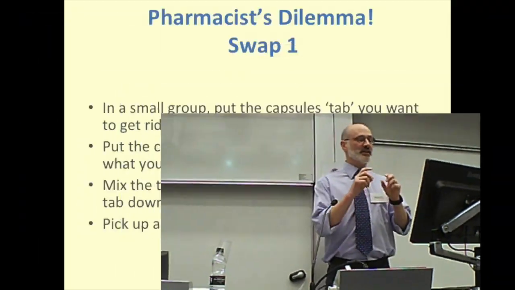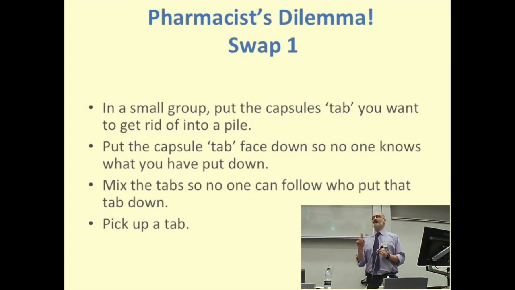And so, what I'd like you to do for the first swap is see if you can get in a little group somewhere and put in the little tab that you want to get rid of. Okay? In that little group, you put the tab face down so no one knows what you've put into the group, and then you mix the tabs up so nobody can follow.